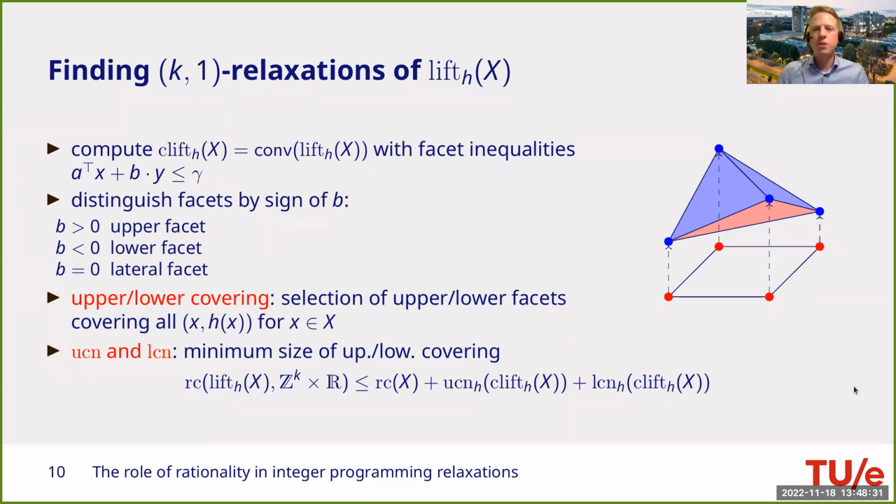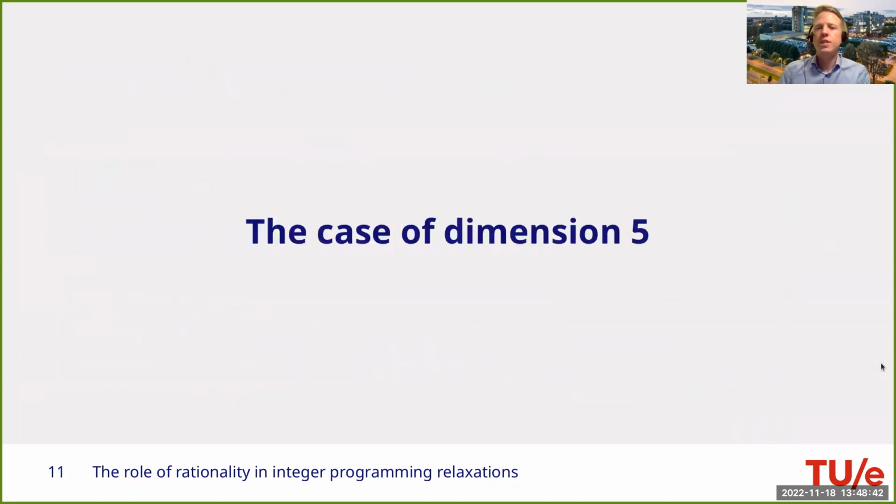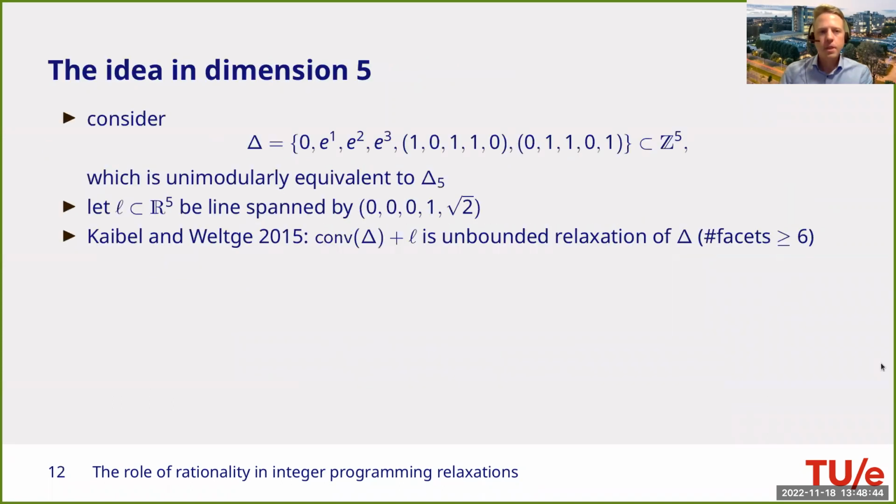And this inequality will be the main tool, or one of the main tools, for showing that the relaxation complexity and the rational relaxation complexity differ. So what do we do in dimension 5? In dimension 5, we start actually not with a simplex, but with a unimodularly equivalent version of delta 5, which makes the calculation a little bit easier.